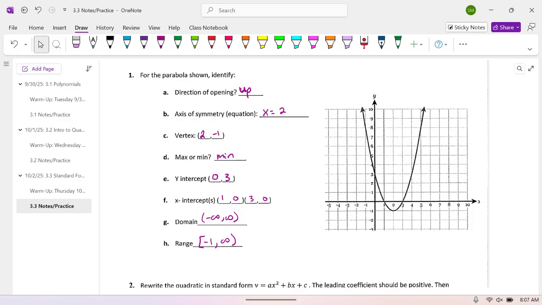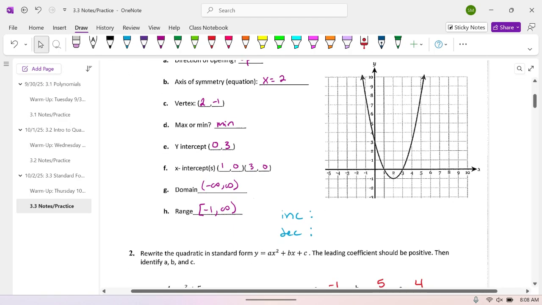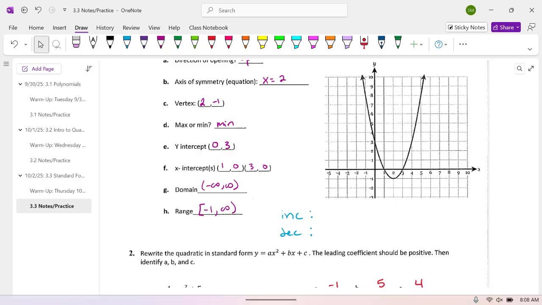Now, it didn't ask you to do this, but let's talk about intervals of increase and decrease. For intervals of increase and decrease, there are two stipulations. What's the first one? What values do we use only in intervals of increase and decrease? The x values. We only use x's, we don't use y's. What about the notation? Can we use a mix of brackets and parentheses, or only one of them? Parentheses only.